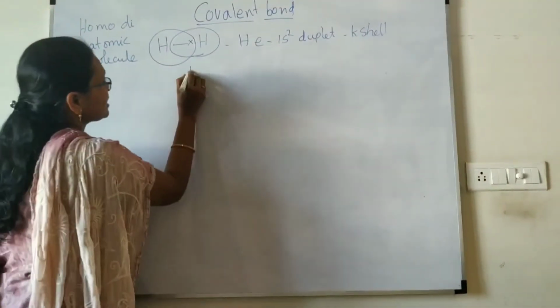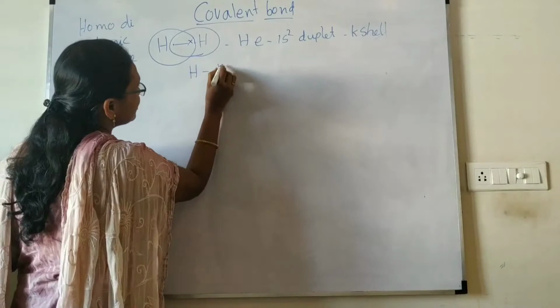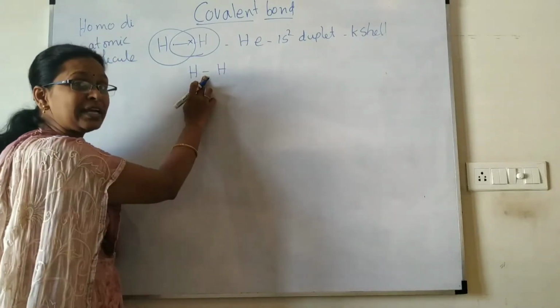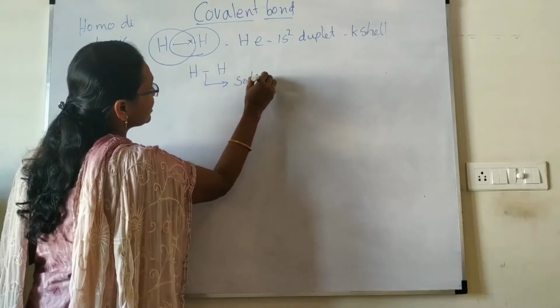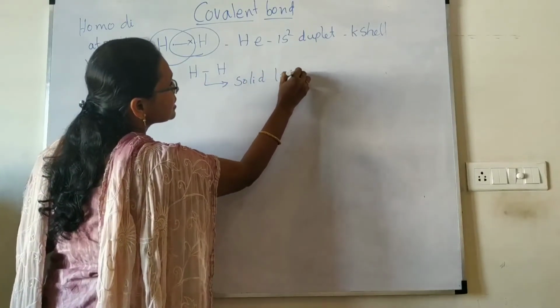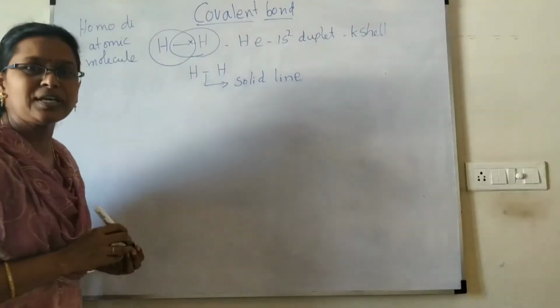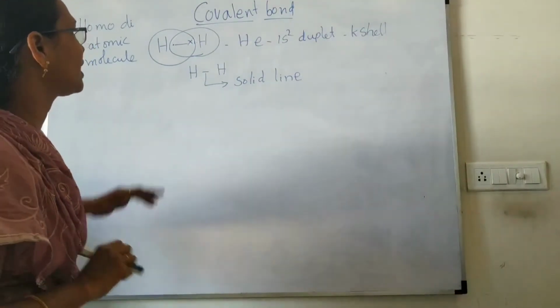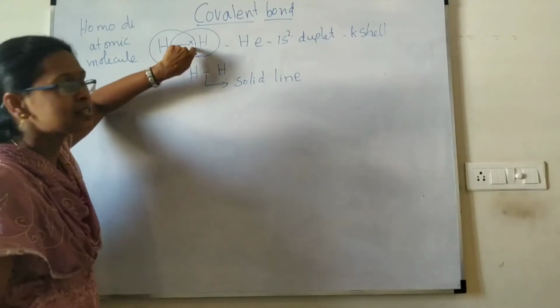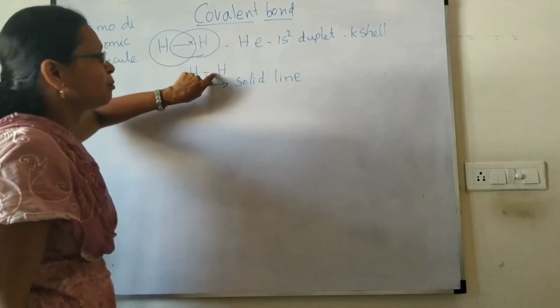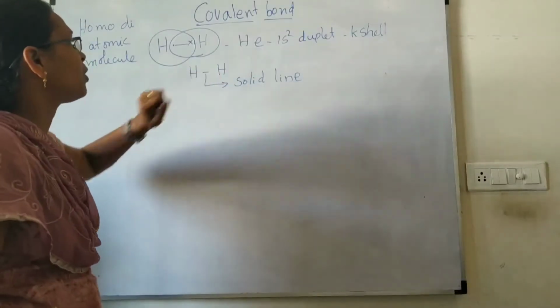So we can write here covalent bond, H single bond H. This we are calling a single bond. This solid line only represents a single bond. And here two electrons are involved in the bond formation, right? So this is what we call a single bond, and this we call a bond pair.